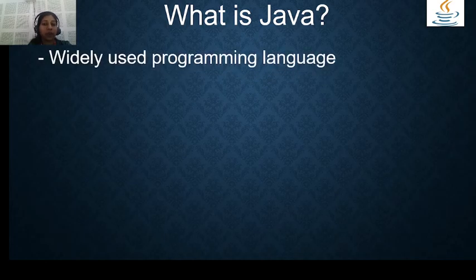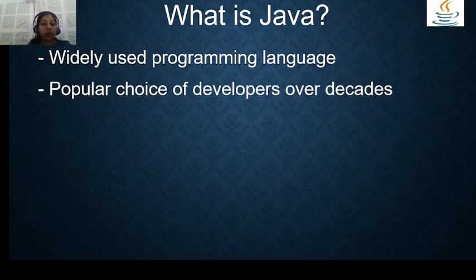So what is Java? Java is a programming language which is widely used to develop any web application or desktop application. Why is it widely used? Because it is a popular choice of developers over a decade. Why is it so famous? Because Java is a pure object oriented programming language. Though C and C++ are there, they are not purely object oriented.